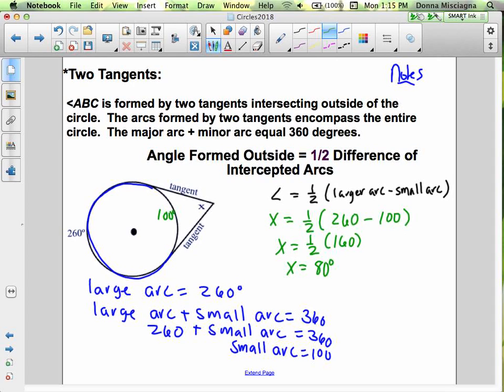Some of these we'll check. I think this one is a little bit of a simpler problem. I don't think we'll check this one. And to check, you just plug the value you get in for x. So we would just plug in 80 for x, and we would make sure that, yes, that's true. But this one you can even check in your head. 80 does equal half of 160. 260 plus 100 would equal the whole circle. And so this appears to check out.